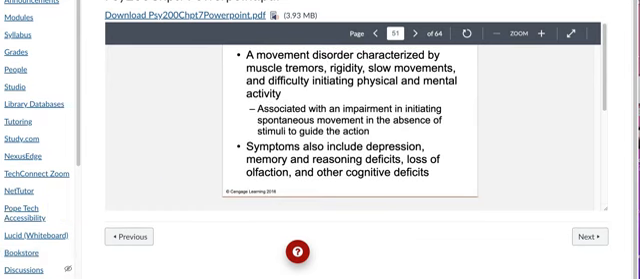Treatments include L-DOPA, a precursor of dopamine that can temporarily restore function, and deep brain stimulation of the basal ganglia, which can help reduce symptoms. Parkinson's disease illustrates how vital dopamine is in balancing facilitation and inhibition of movement.